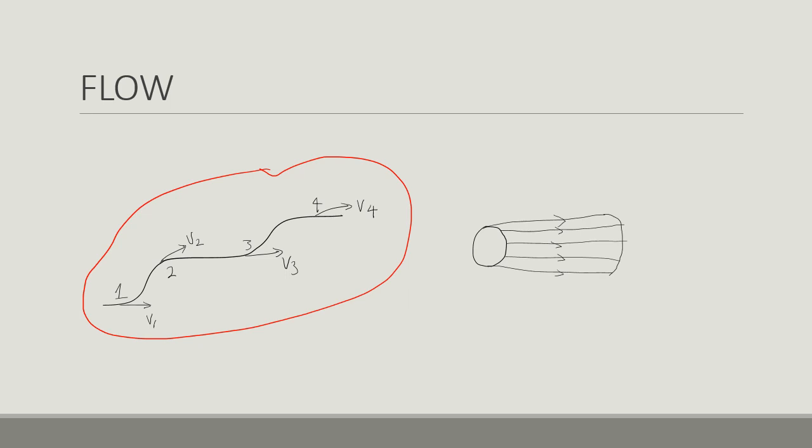So now the path followed by a particle is called a path line. So this is a path line. This is a path line because it is the path followed by the particle. When this is point 1, point 2, point 3, point 4.